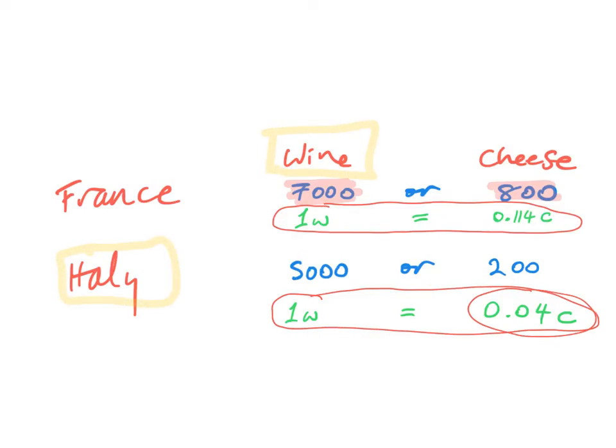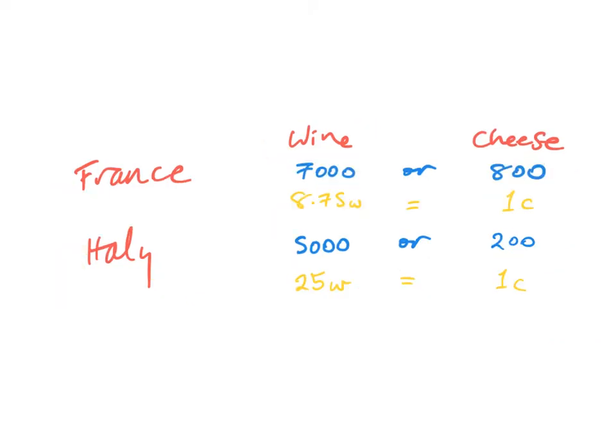Let's do the same with the cheese. So let's divide France's cheese, 800 by 800, gives us 1 unit of cheese, which requires France to sacrifice 8.75 units of wine. While if you divide the cheese in Italy by 200, 1 unit of cheese requires Italy to sacrifice 25 units of wine. So which country has a lower opportunity cost? It's France. Therefore, France, in this example, has a comparative advantage in the production of cheese.